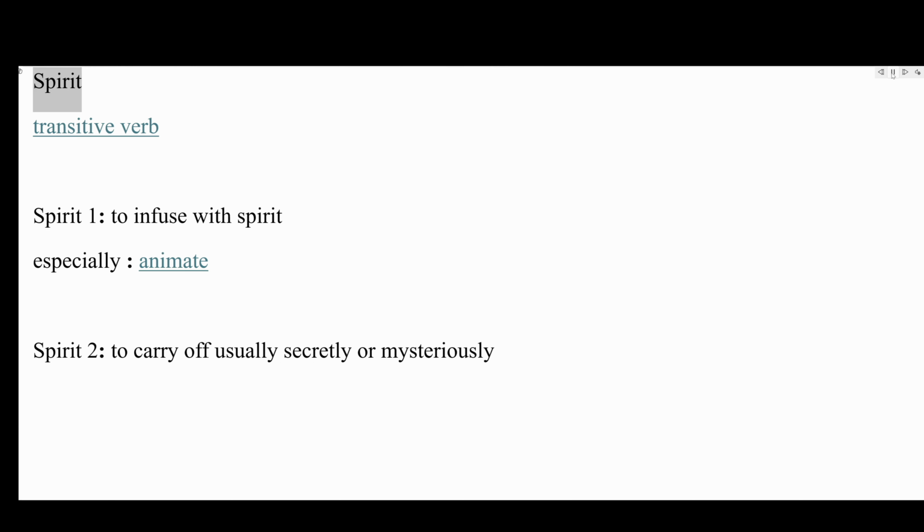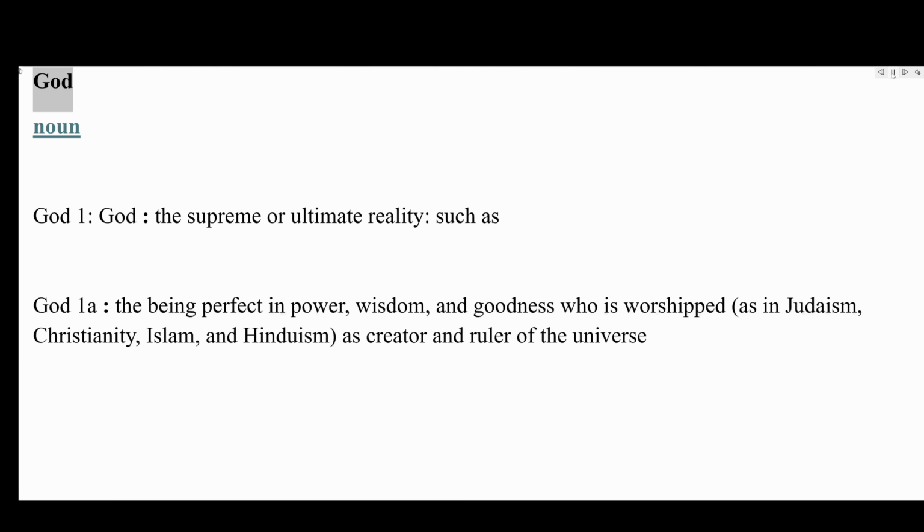Spirit. Transitive verb. Spirit 1, to infuse with spirit. Especially, animate. Spirit 2, to carry off usually secretly or mysteriously. God. Noun. God 1, God, the supreme or ultimate reality, such as God 1a, the being perfect in power, wisdom, and goodness who is worshipped, as in Judaism, Christianity, Islam, and Hinduism, as creator and ruler of the universe.